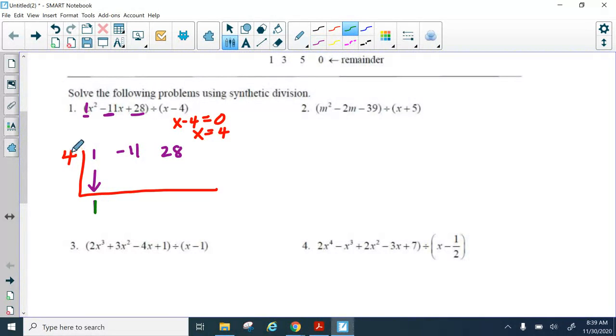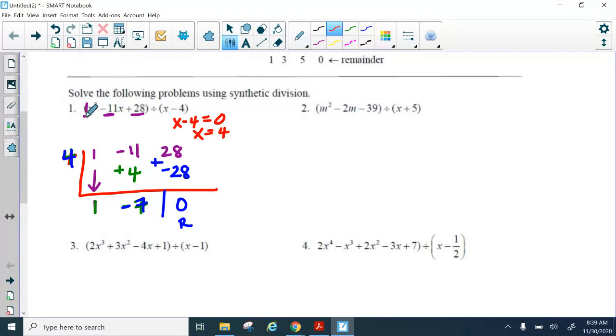So we're going to multiply the 1 times the 4. That goes here, and then you add. What's down here is a series of the sums when you add these two numbers together. And what goes in this line here is a series of products. So you take the previous sum and multiply it times the root. That goes there. You add them together, and there's the sum. The last number is always your remainder. These numbers here are the coefficients of your quotient, of your result.